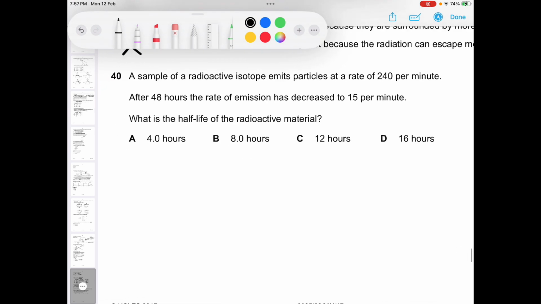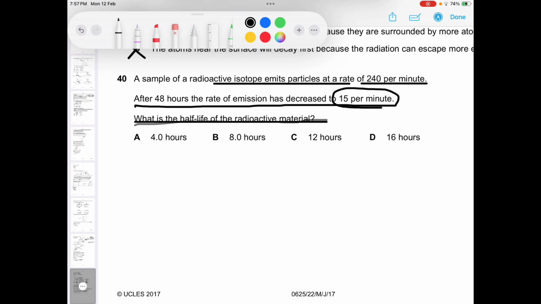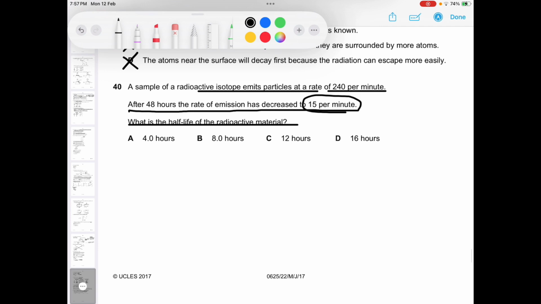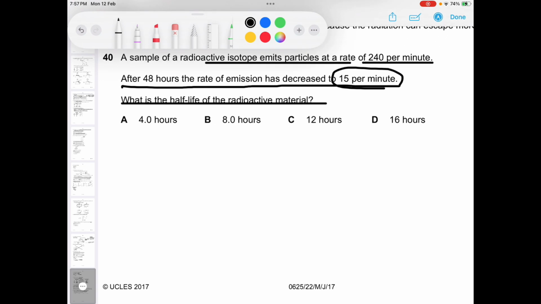A sample of radioactive isotope emits particles at a rate of 240 per minute. After 48 hours, the rate of emission has decreased to 15 per minute. Wow, that's little. What is the half-life of the radioactive material? Here it doesn't mention anything about background radiation. So let's see. Starting from 240, let's see how many half-lives it takes to reach 15.